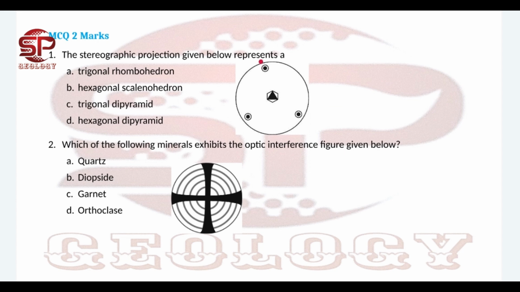Then the stereo position given below represents it. So the stereo position given below represents 6 bar. So 6 bar is equal to 3 by m. So the name of 6 bar is trigonal dipyramid. Answer will be trigonal dipyramid.